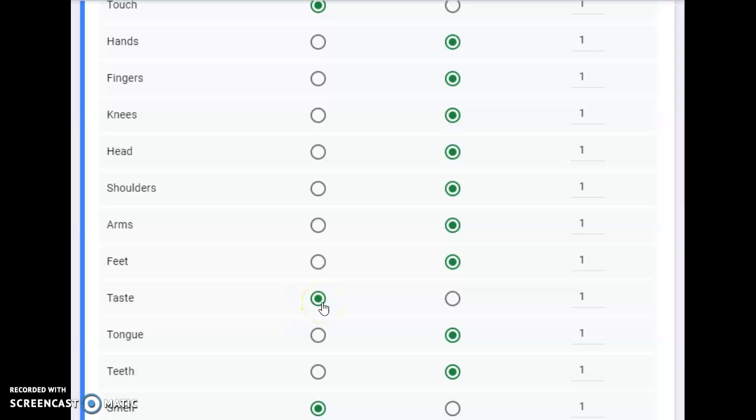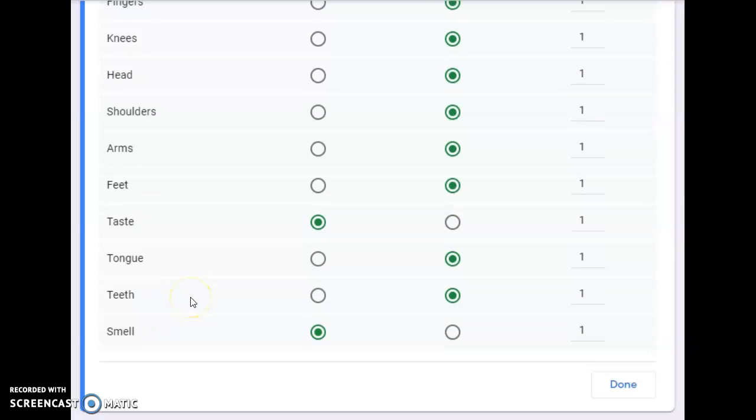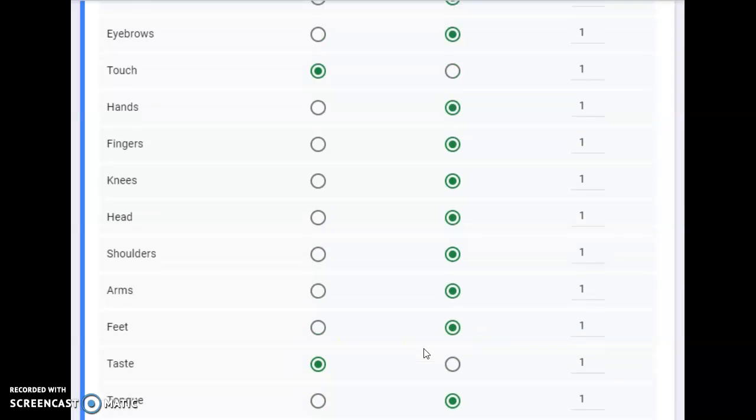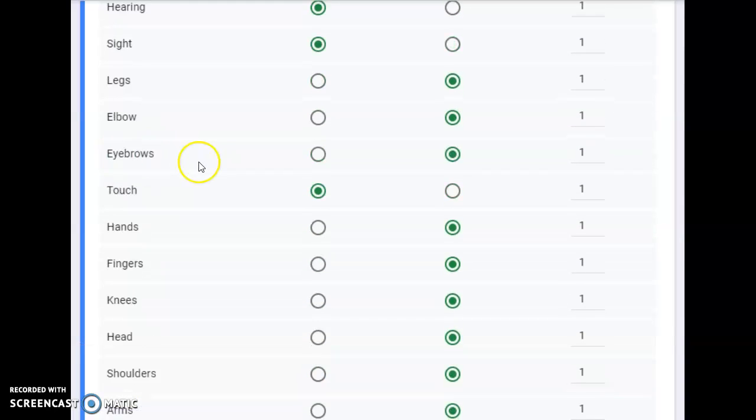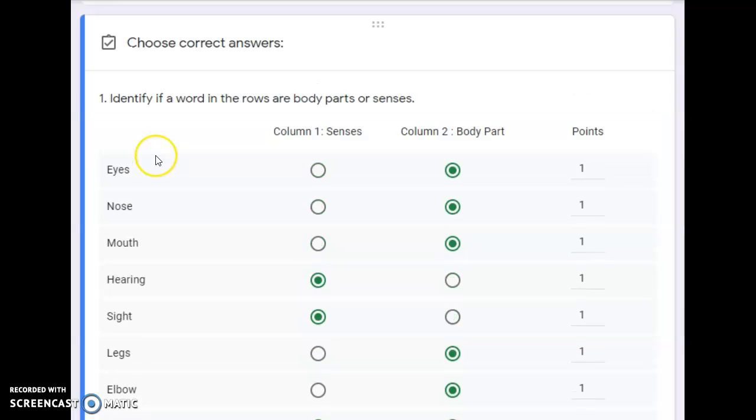Taste. We know that there are only 5 senses, so taste is a sense. Tongue is a body part. The tongue is used to taste something, so tongue is the body part and taste is the sense. Teeth, body part. Smell, senses. So again, what are the senses? There are only 5: smell, taste, touch, sight, and hearing.